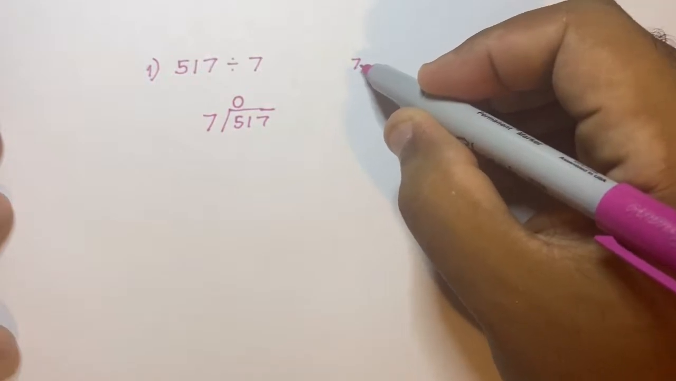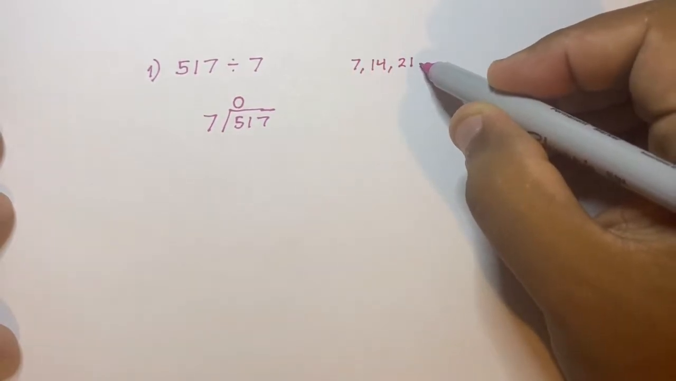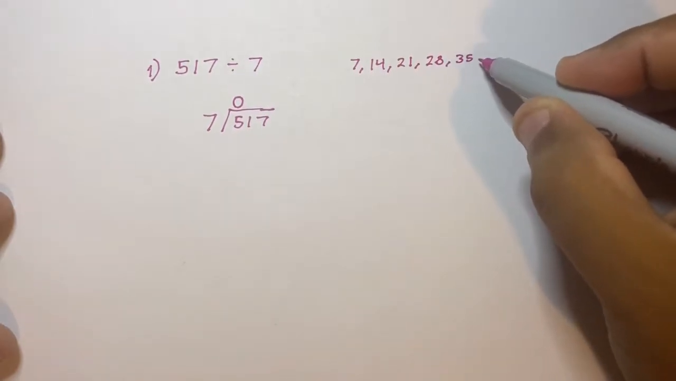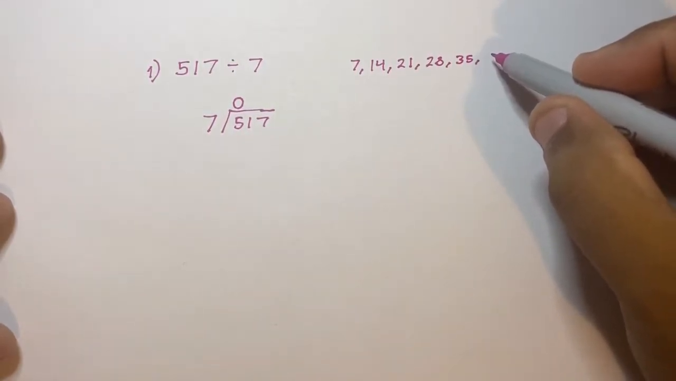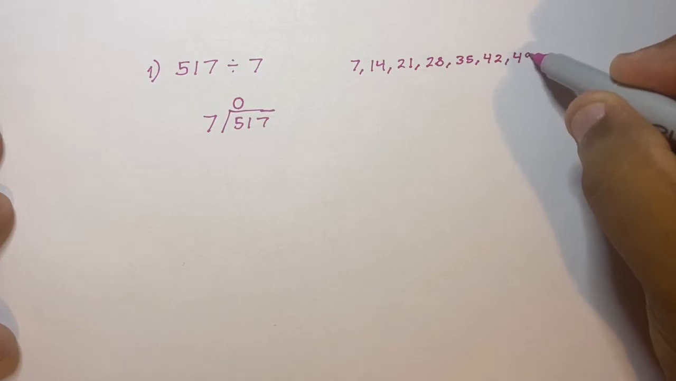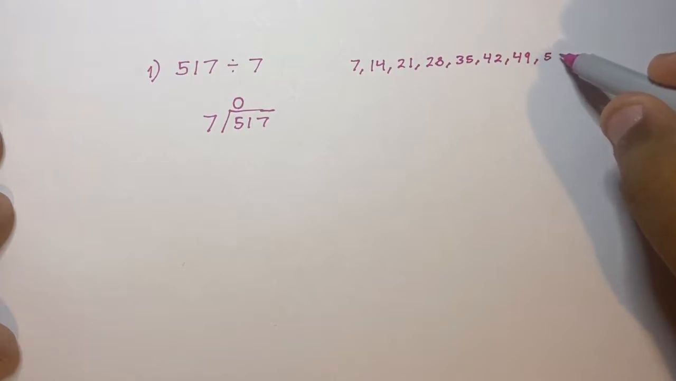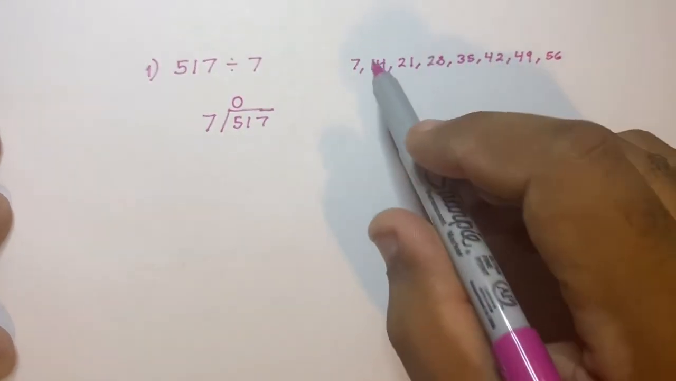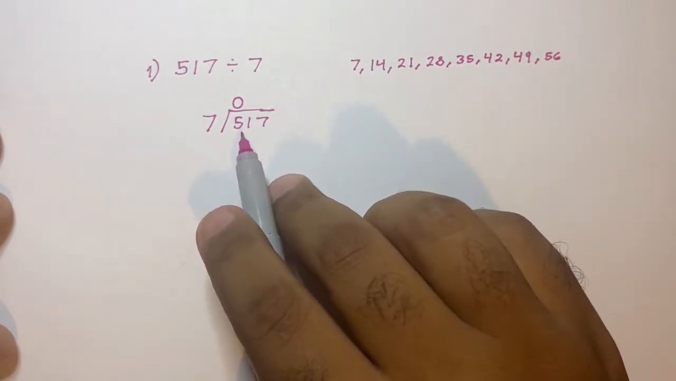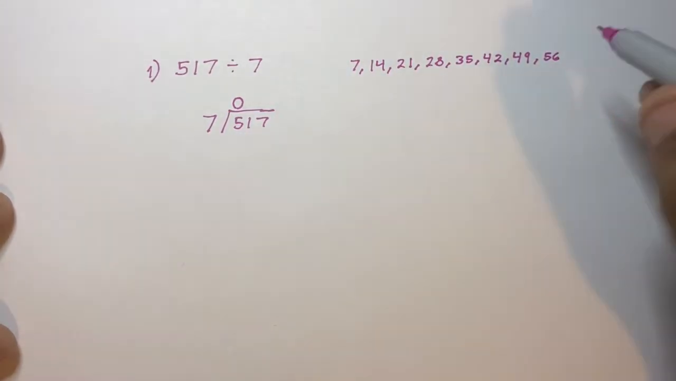So 7 times 1 is 7, 7 times 2 is 14, times 3 is 21, times 4 is 28, times 5 is 35, times 6 is 42, times 7 is 49, and times 8 is 56. So we know 49 can fit inside 51. 56 is much bigger than 51, so we'll cross this out.